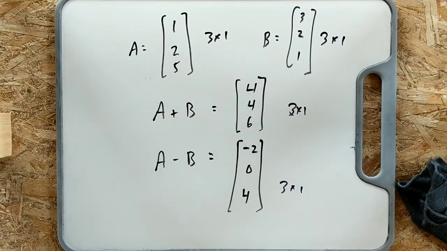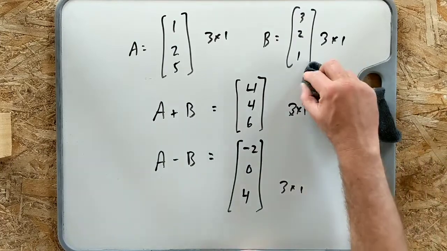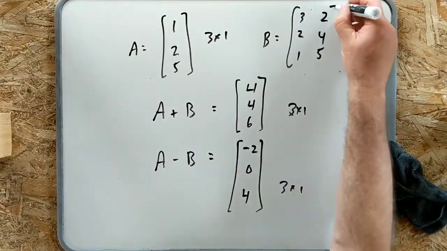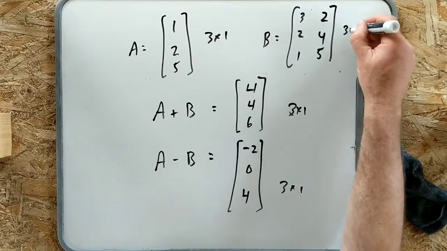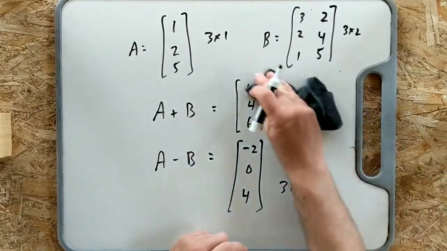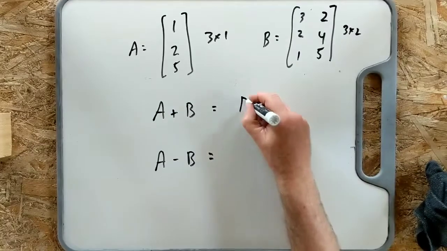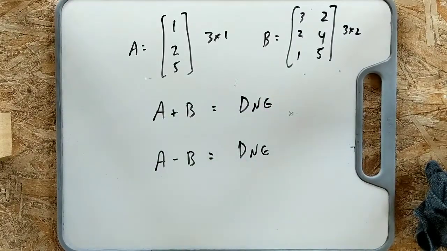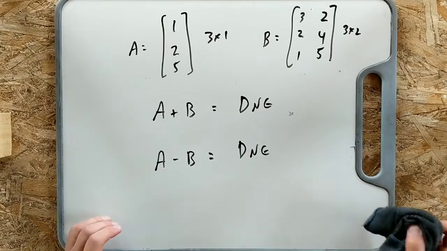If they are different size, for example, if I just did like this, and make this say 2, 4, 5, and made it a 3 by 2, the answer to how you add them and subtract them is simply does not exist. You can't do it. Okay, so that's addition and subtraction. Now we're going to move to multiplication.